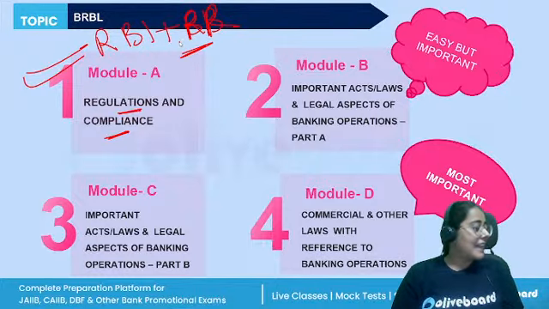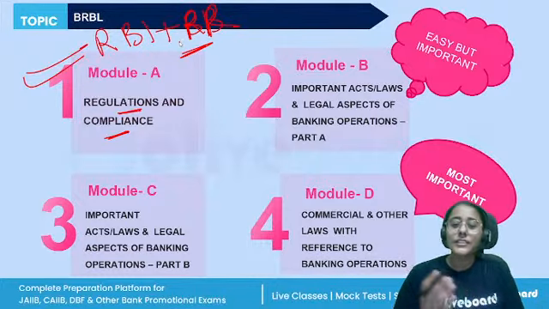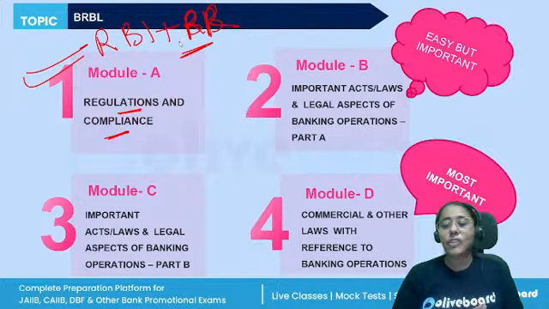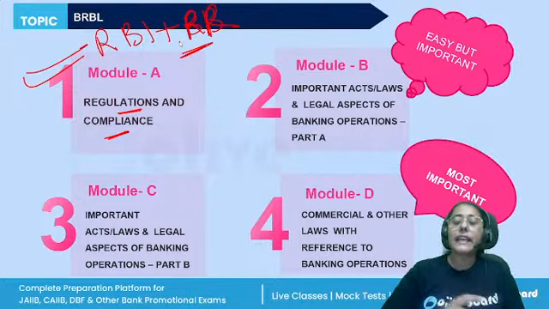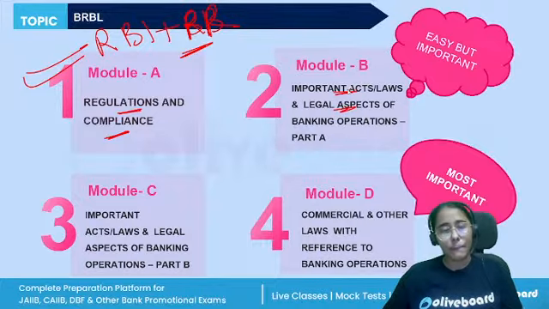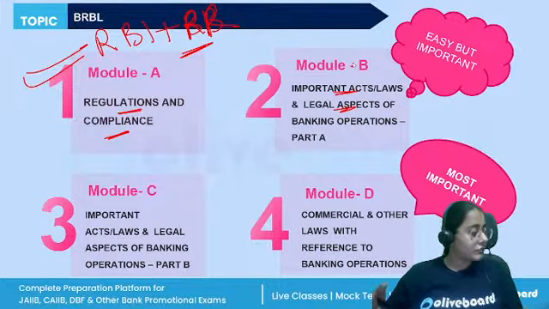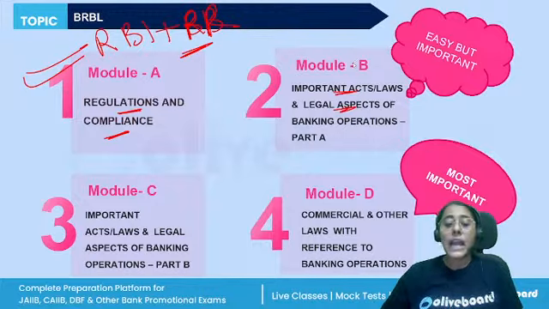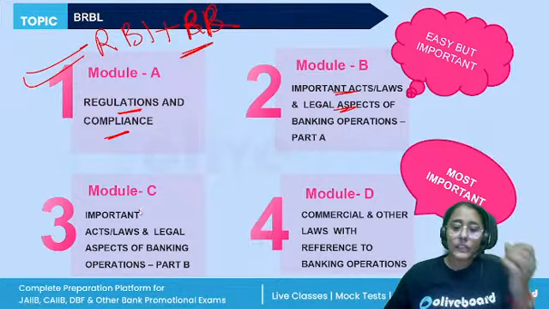And other than that, winding up, mergers, NBFCs, these topics are there. Basically, two acts. Then module B, it has 6 units. Laws relating to the banking operations. FEMA Act, PMLA, mortgages, the different types of charges that are created. Module C and Module D.